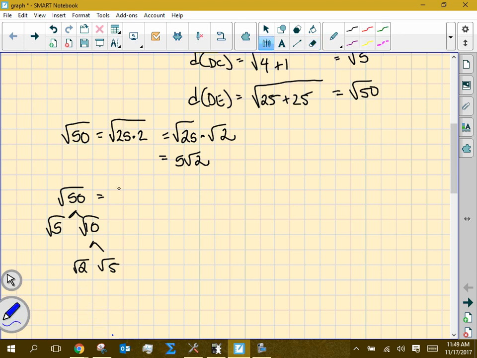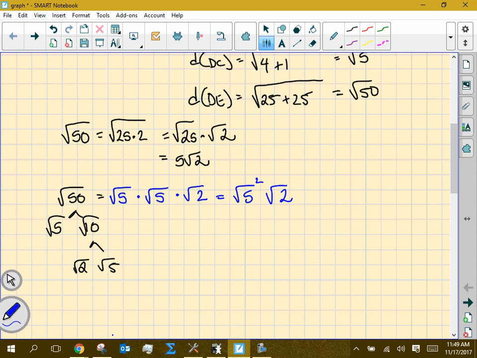Which just tells me that radical 50 is the same thing as radical 5 times radical 5 times radical 2, right? Now you guys know that when I multiply two numbers together, say 5 times 5, how can you rewrite that using exponents? 5 squared, right? Well, now I've got radical 5 times radical 5. So can't I rewrite that as radical 5 squared and then times radical 2?